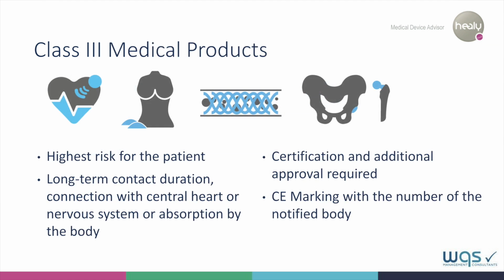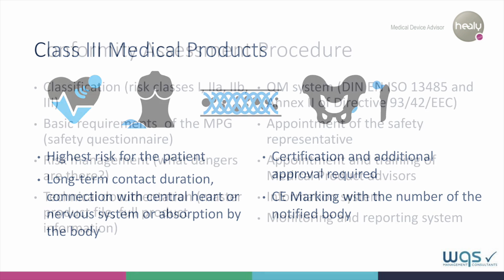Class 3 products have the highest risk class and the longest duration of application. They may be implanted into or absorbed by the body. Good examples for Class 3 devices are pacemakers or artificial hip joints. In addition to the certification, as in Class 2A and 2B, Class 3 devices need approval as a medical device.